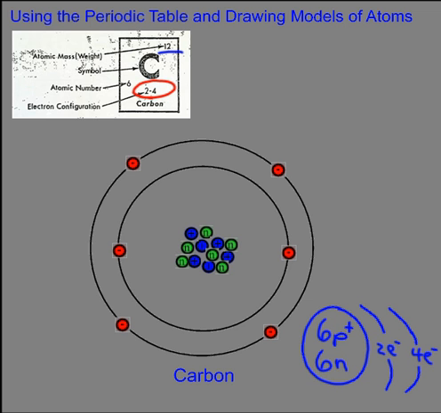Now, here's a shorthand method to draw or to represent the subatomic particles in an atom, and this would be how you would draw carbon, where the circle represents the nucleus with its 6 protons and 6 neutrons, and these represent the energy levels. The first energy level with its 2 negative electrons, and the next energy level with its 4 electrons.